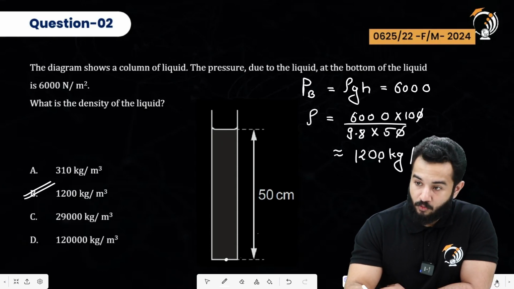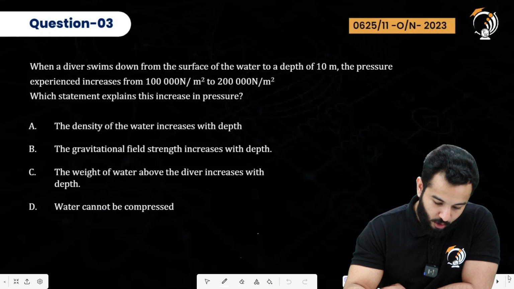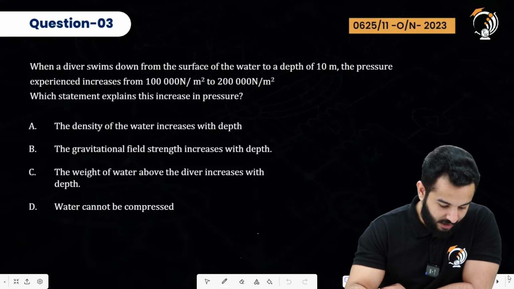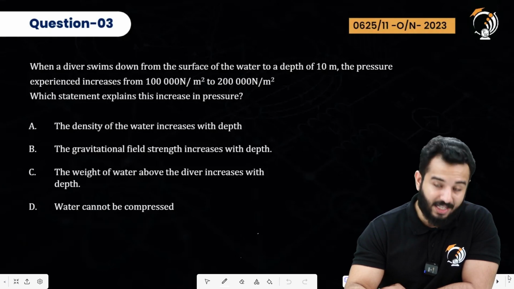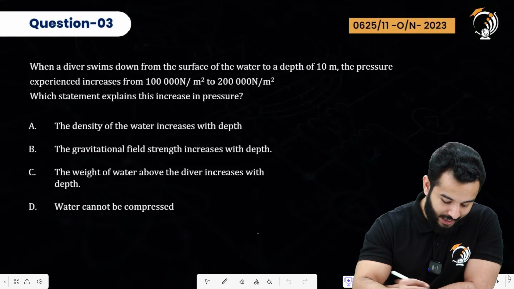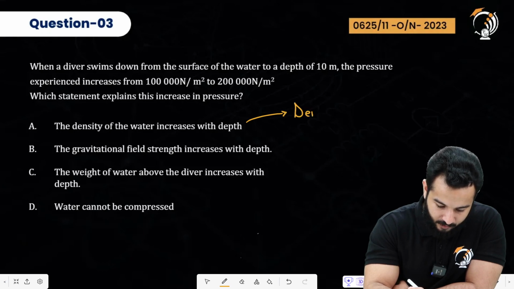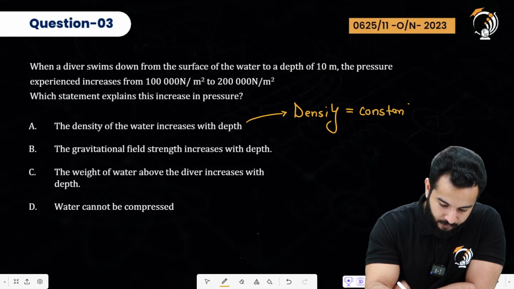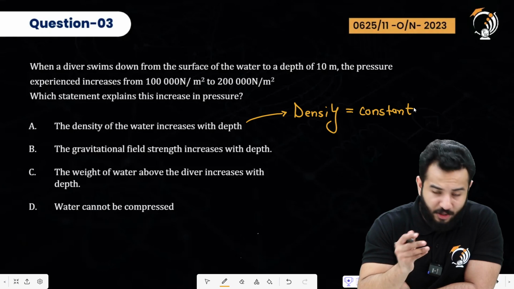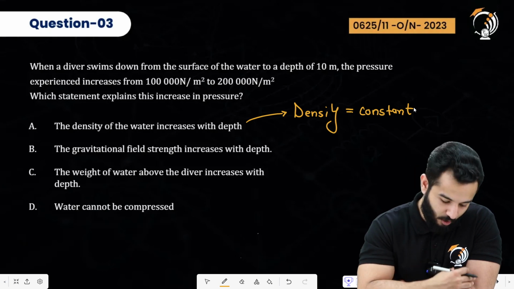Moving on to the next one, hopefully you can see it. When a diver swims down from the surface of the water to a depth of 10 meter, the pressure experienced increases from 100,000 to 200,000 Newton per meter square. Which statement explains the increase in pressure? The density of the water increases with depth. Well, this is not true, because density is pretty much constant. The gravitational field strength also is pretty much constant. It's not going to decrease or increase with this amount of height or depth.